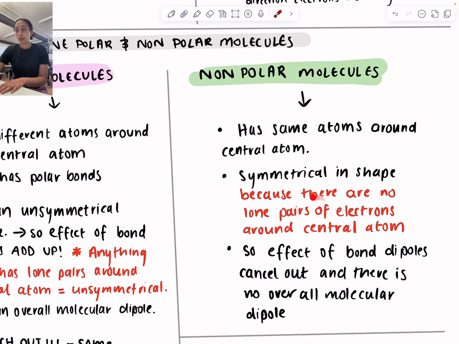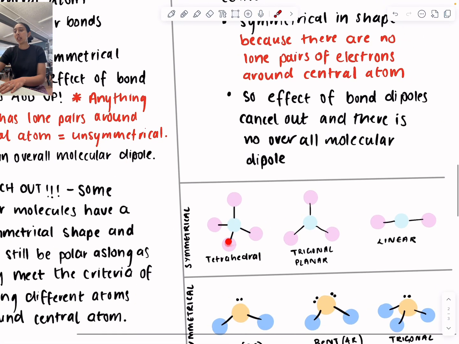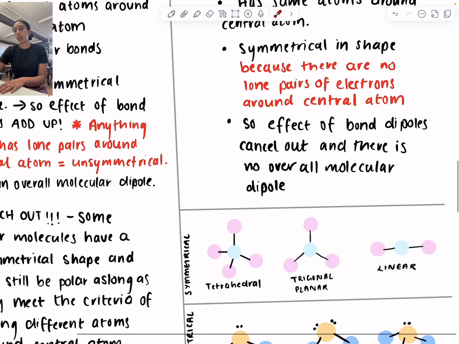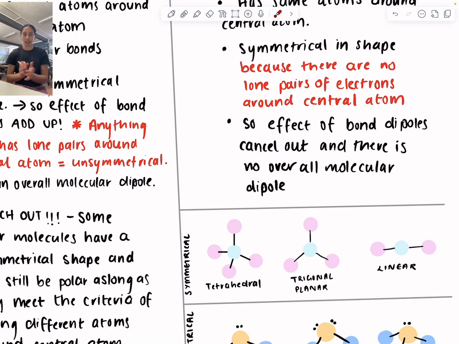They also have to be symmetrical in shape, and they can be any of these as highlighted. Since there are no lone pairs of electrons around the central atom, the effect of the bond dipoles actually cancel out. And so there's no overall molecular dipole.